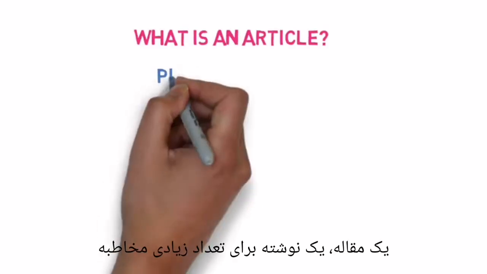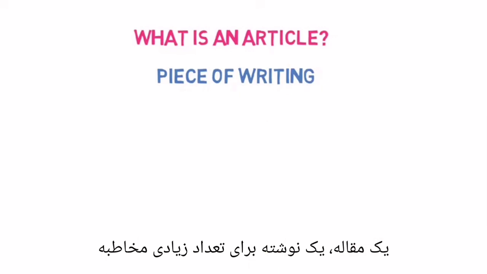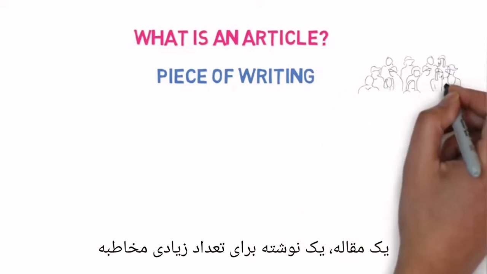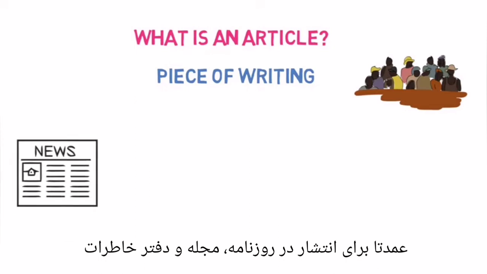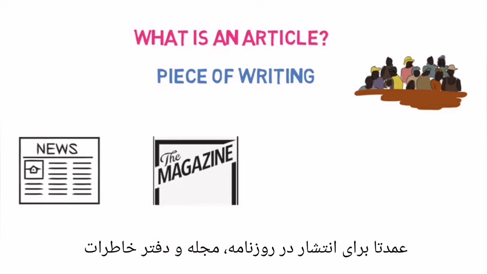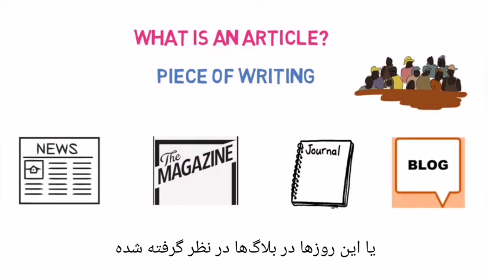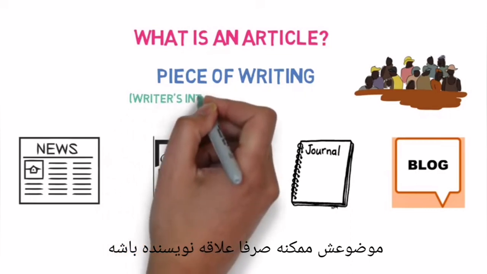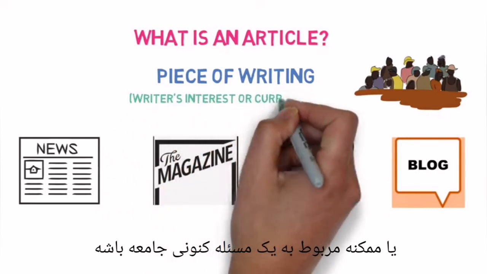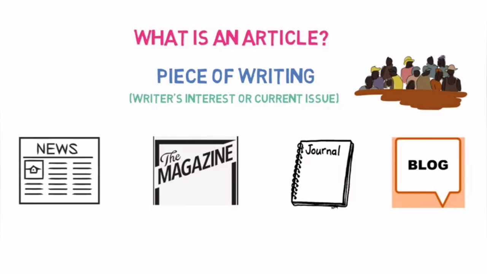What is an article? An article is a piece of writing written for a large audience. It is mainly intended to be published in a newspaper, magazine, journal, or these days, blogs. It may be the topics of interest of the writer, or it may be related to some current issues.